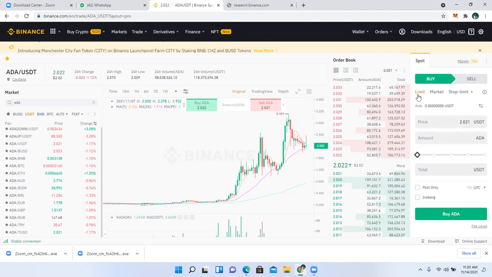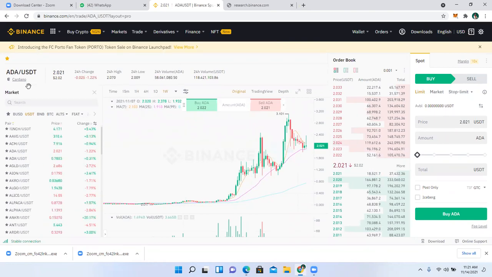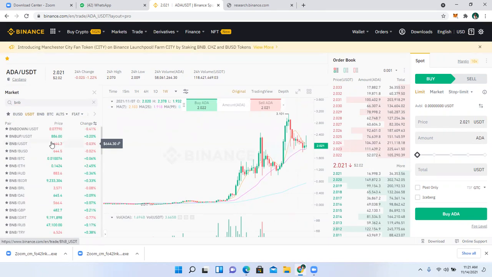So buy limit just simply means how much you're willing to pay for the particular coin at a particular point in time. So let's say, do I have USDT? I don't think I do. So maybe I'll do it practically. Let me just make it practical so you can see. So let me quickly buy USDT. So BNB, USDT. I have BNB, right? I think I do.